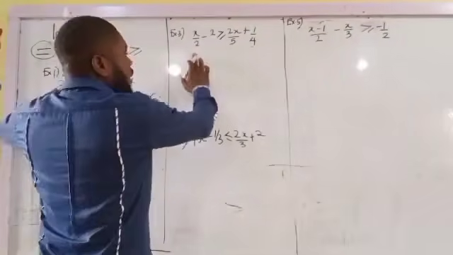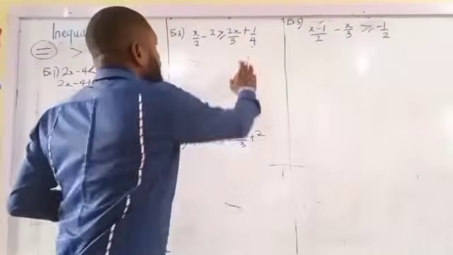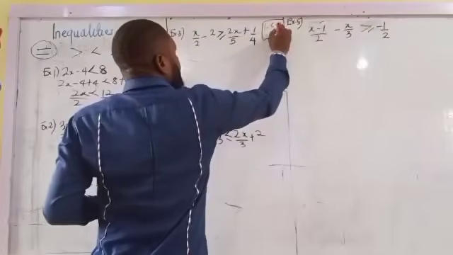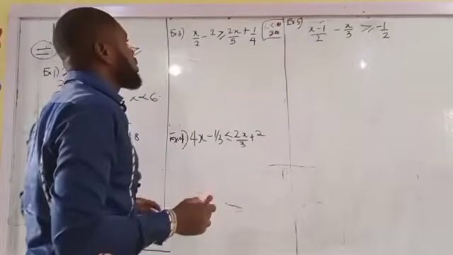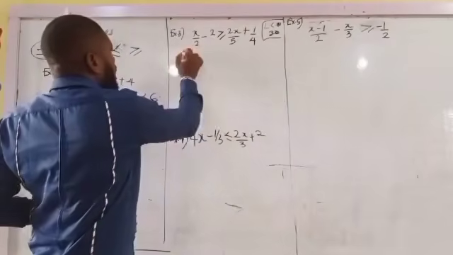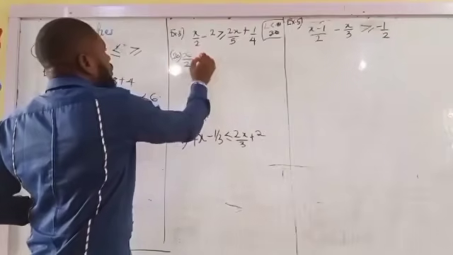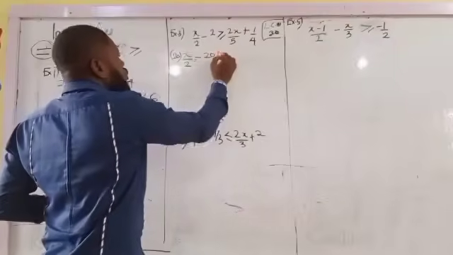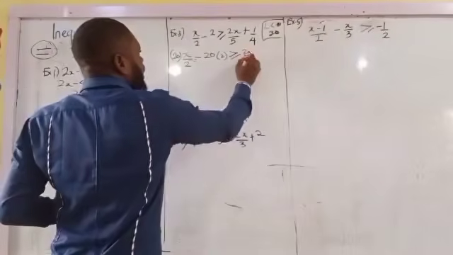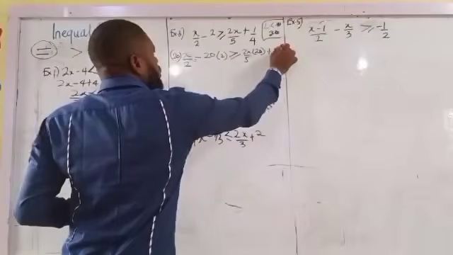So example 3, you have a fraction here. What I'll do is find the LCM of the denominators, which are 2, 5, and 4. The LCM here is 20. Since the LCM here is 20, I'll multiply everything by 20. I'll have x over 2 times 20, minus 20 times 2, greater than or equal to 2x over 5 times 20 plus 1 over 4 times 20.